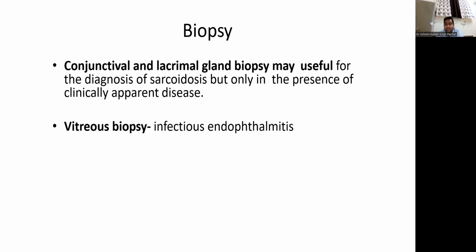Coming to the biopsy. A biopsy of tissues, like conjunctival biopsy or lacrimal gland biopsy, may be useful in making the diagnosis of sarcoidosis or other autoimmune disease when the patient has symptomatic clinical features suggestive of the suspected diagnosis. The vitreous biopsy is usually done when intermediate uveitis, that is vitritis or endophthalmitis, is suspected, to rule out an infective organism or infective pathology.